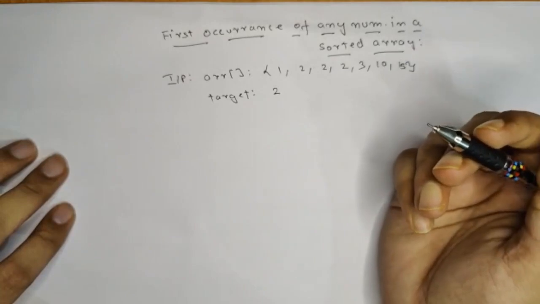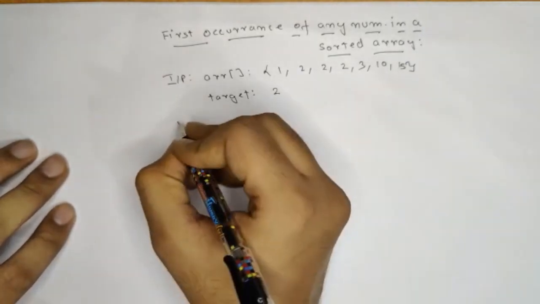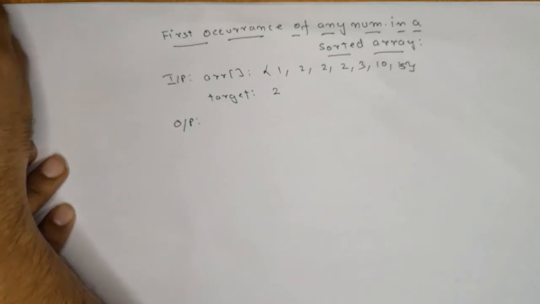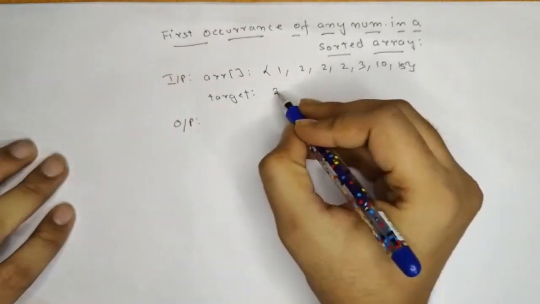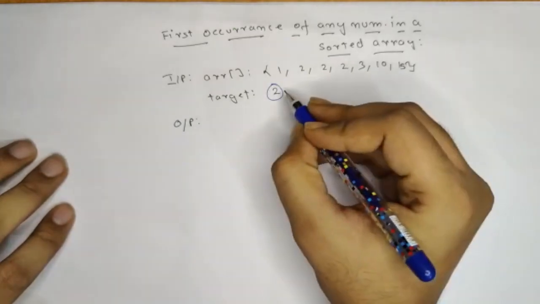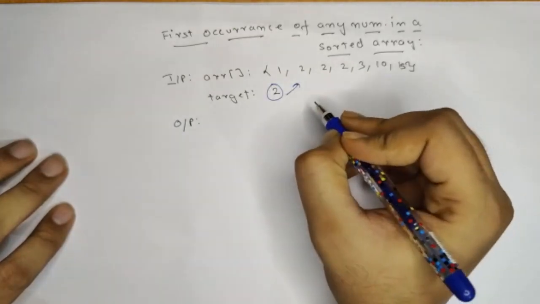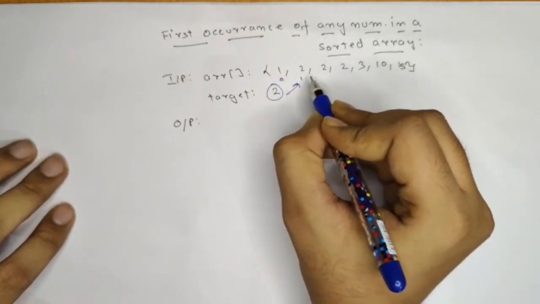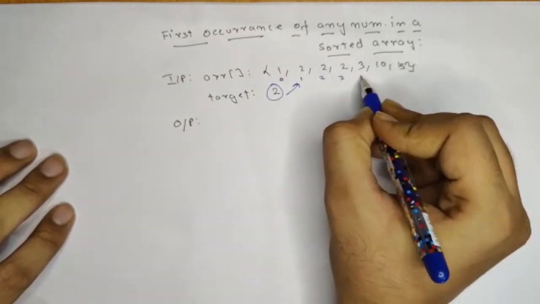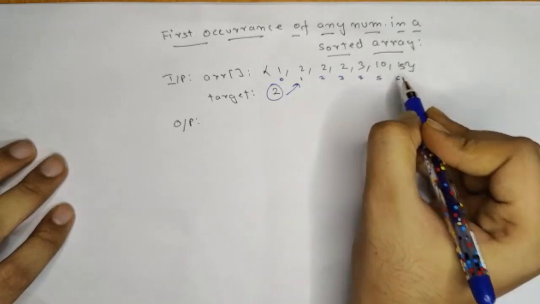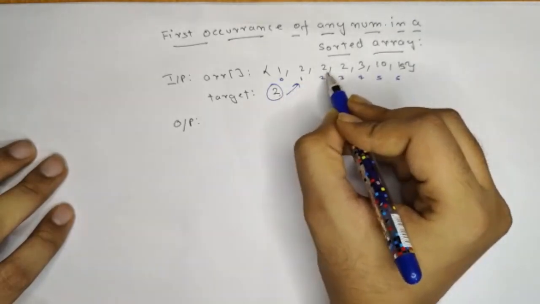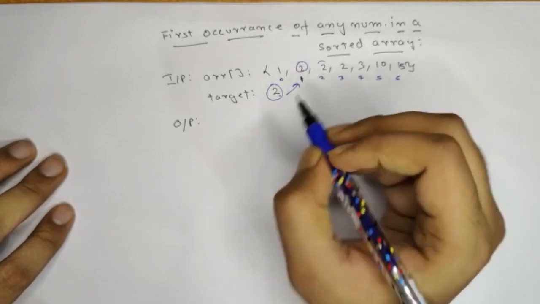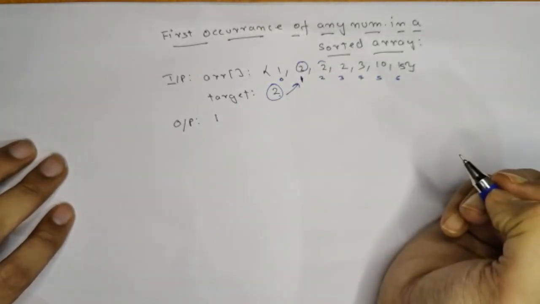Then the output we have to return here is the index of the first occurrence of this number 2 or this target in this array. Let's find out what the output will be. These are indices 0, 1, 2, 3, 4, 5, and 6. The first occurrence of 2 is at index 1, so the output will be 1.